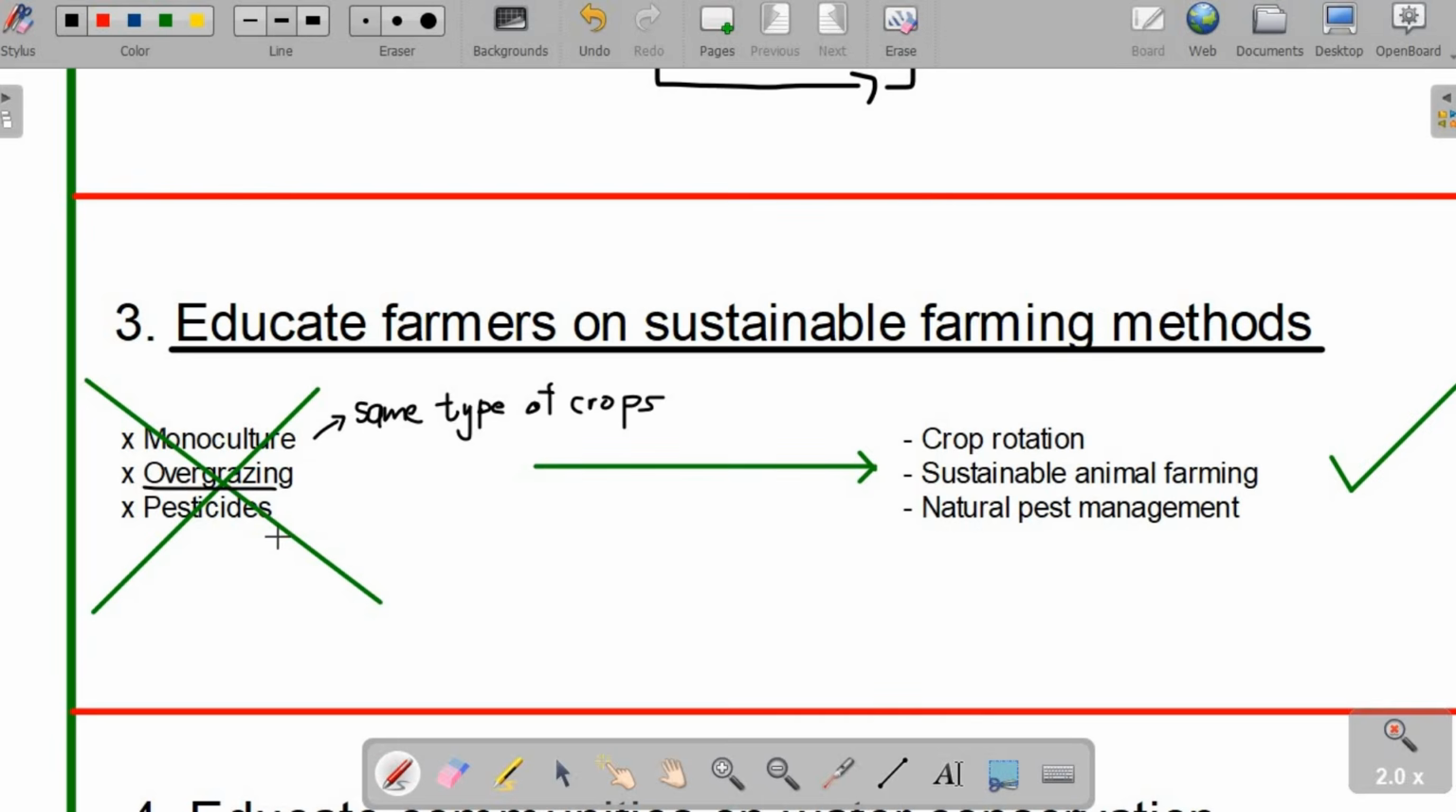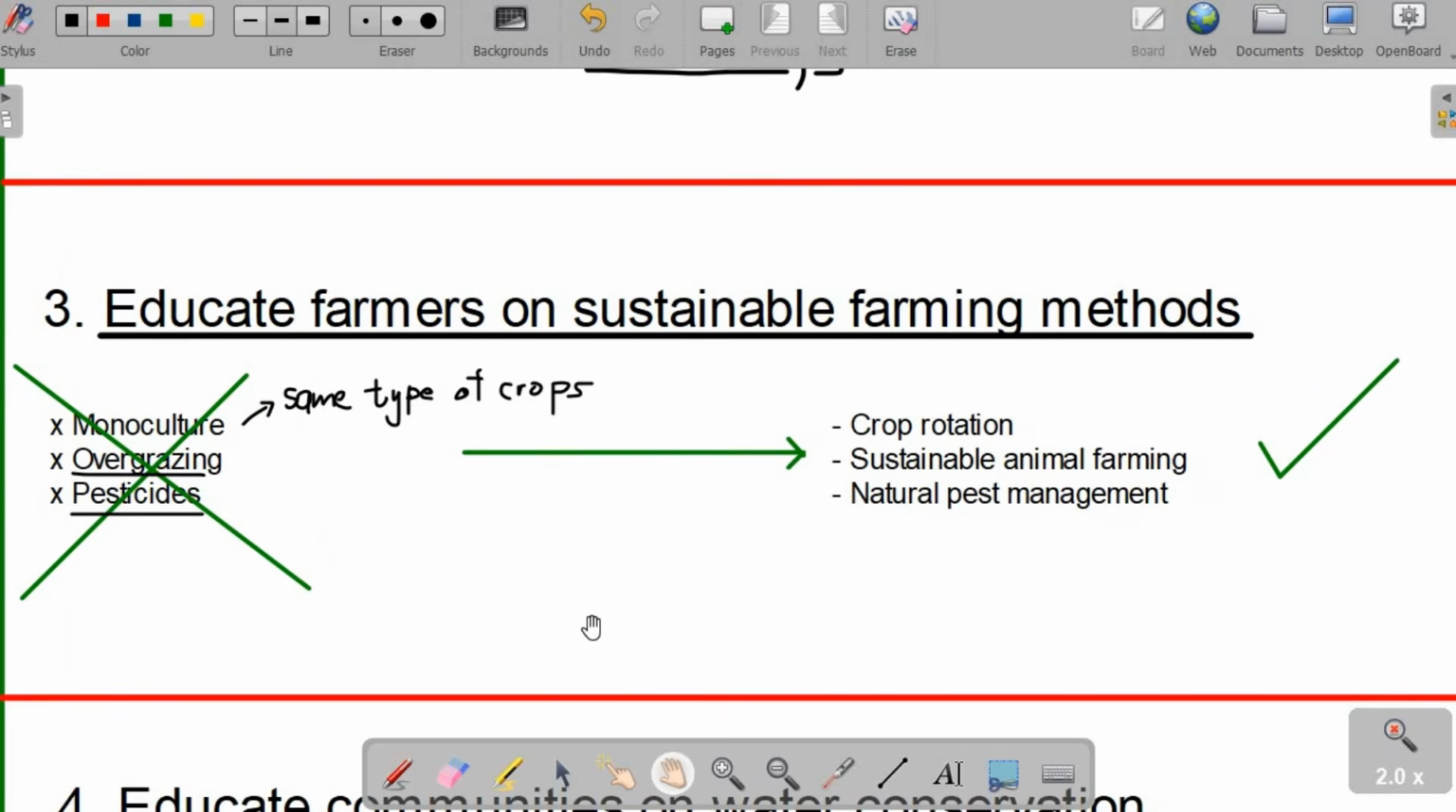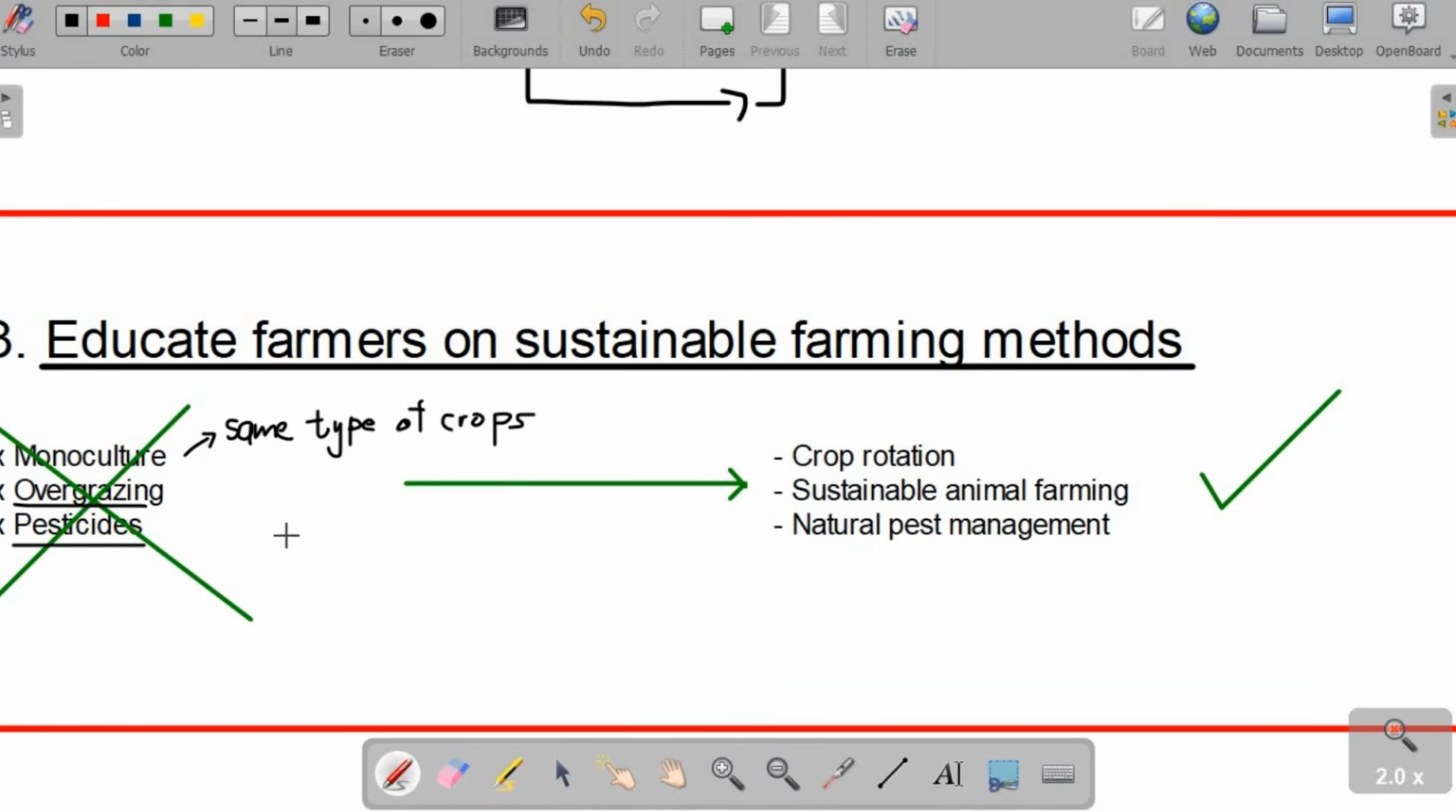The use of pesticides as well. We talked about pesticides. Pesticides also get absorbed in the soil, and so whenever it rains, that soil runs off to the river channels, and because that soil has a lot of chemicals, because of the use of pesticides, our river systems will be polluted. So what can they do?